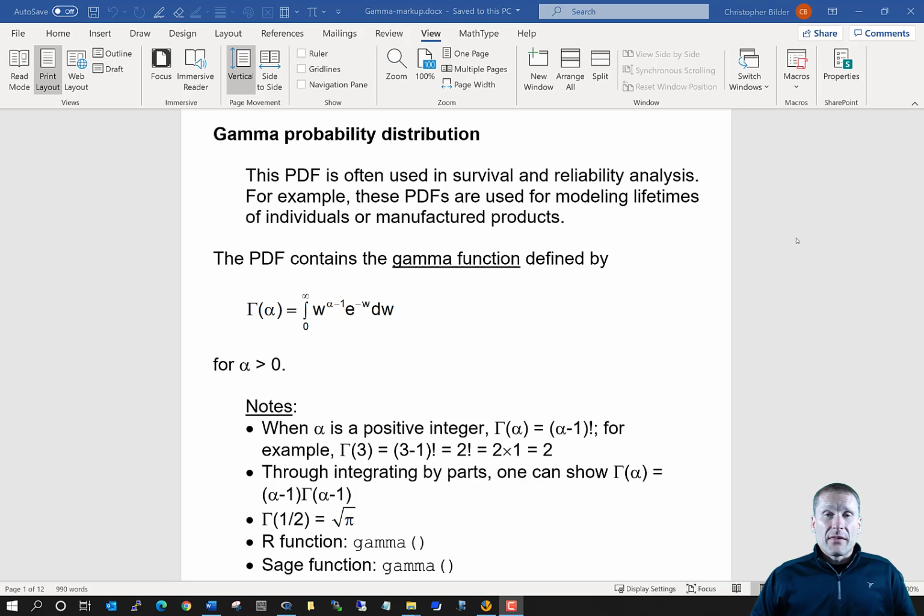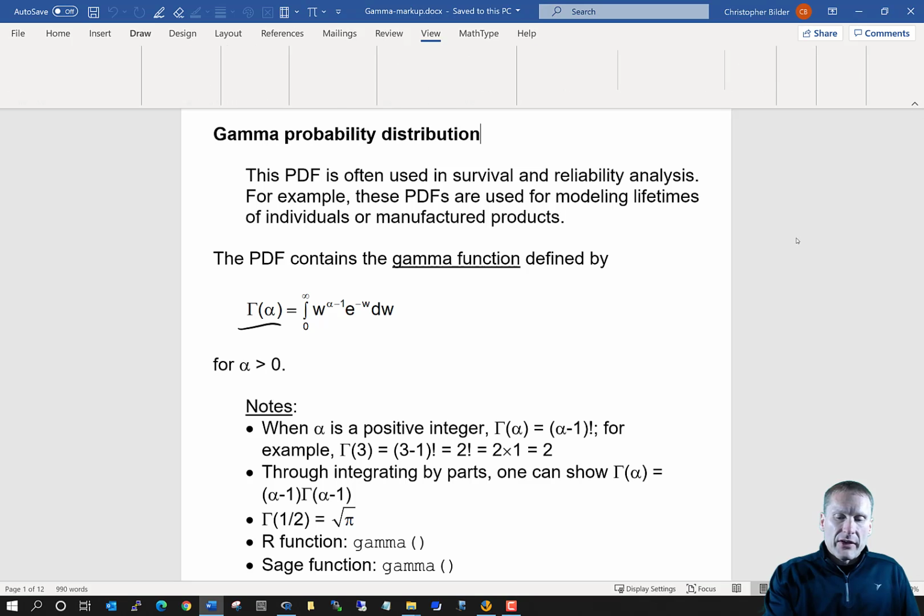gamma function. This is a particular function, has nothing really to do with statistics itself. It's a mathematical function that's often used. Sometimes it's taught in a calculus class. But in case it hasn't been taught to you before, I just want to briefly review this particular mathematical function. So the gamma function is this.